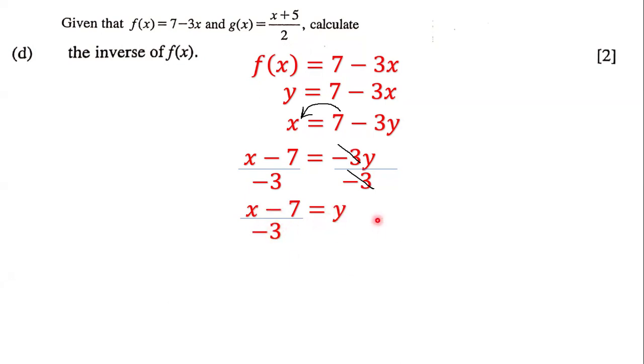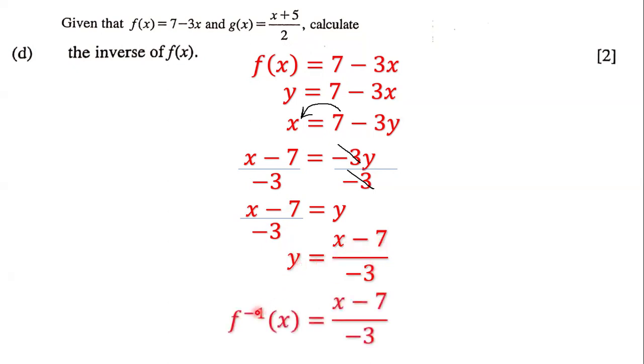And so what we do here is we switch the equation. So we have y is equal to (x minus 7) all over negative 3, which is the same thing as what we have above. We just put y on the left-hand side and everything else on the right, but they still mean the same thing. But what is y? Well, y is equal to f inverse of x. And so f inverse of x is equal to (x minus 7) all over negative 3. And that's the answer to this question.